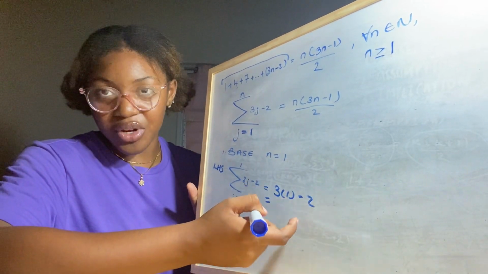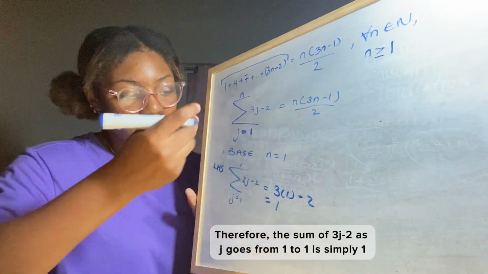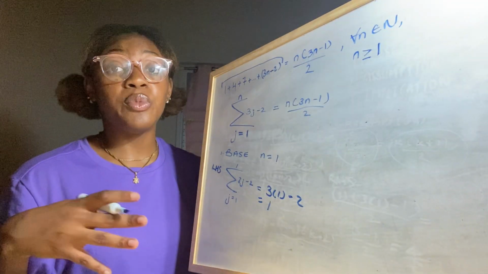So 3 times 1, 3 minus 2, 1. And that's our left hand side. So now we're going to move on to the right hand side.